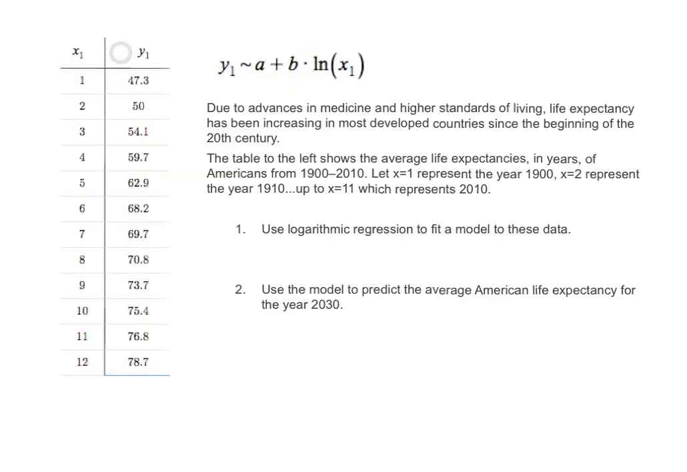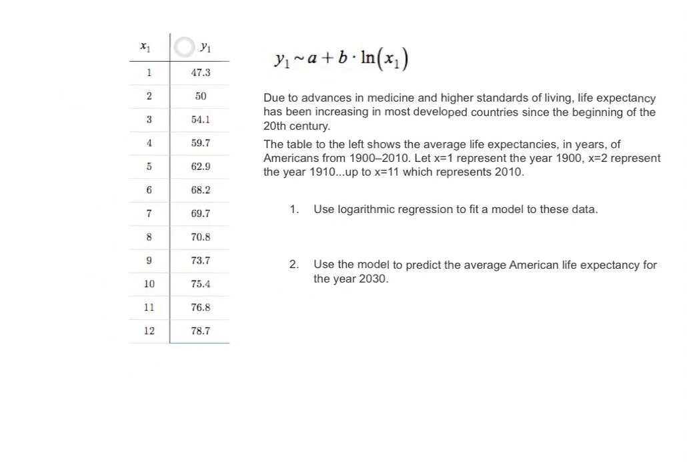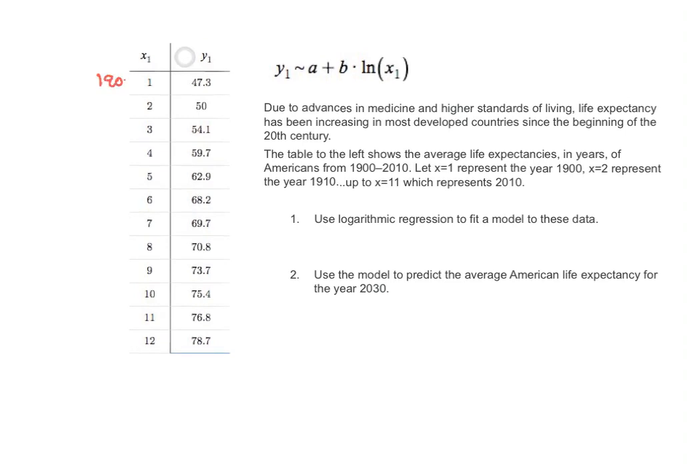So as an example, we have this table of data, which is life expectancy. The table to the left shows the average life expectancy in years from 1900 to 2010. So the row with the 1 here is the year 1900. And the row with the 2 is the year 1910. So it's every 10 years since 1900. 11 represents 2010.